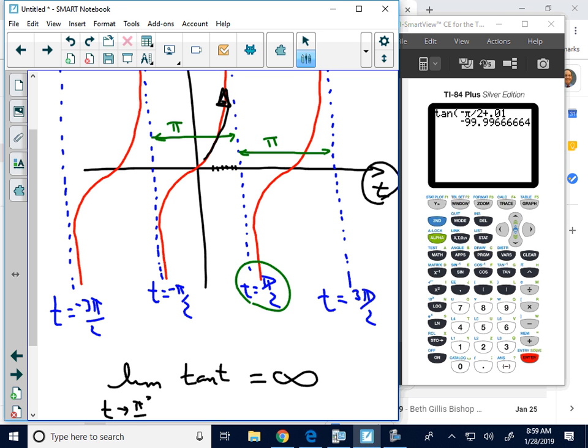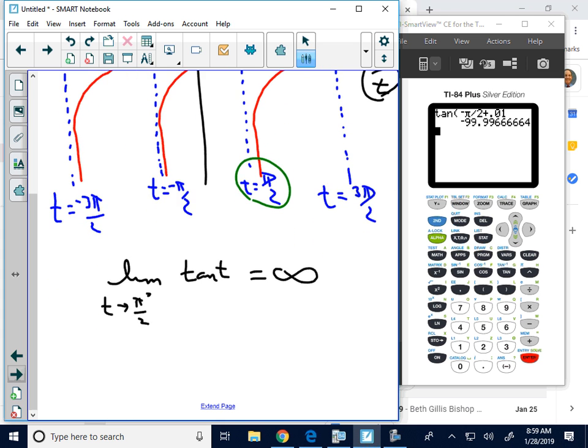Okay, suppose you get close to pi over 2 from the right side. So now we're coming in this way. So let's see. Now I want to do the limit of the tangent of t as t approaches pi over 2. We're still getting close to this asymptote right here. Okay, but now we're coming in this way. So we're coming in from the right side. Anybody want to take a shot what we'll put on the other side of that equal sign? What's happening to this graph?